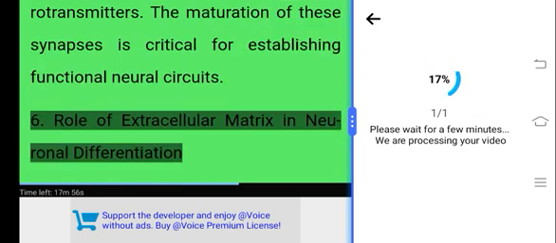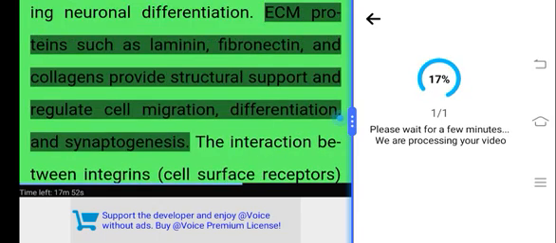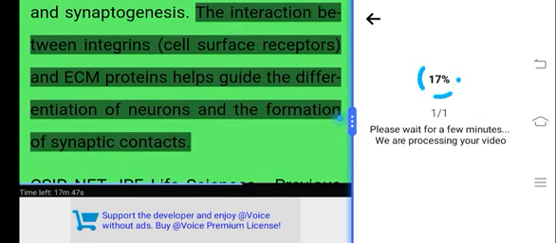6. Role of extracellular matrix in neuronal differentiation. The extracellular matrix (ECM) plays a significant role in supporting and guiding neuronal differentiation. ECM proteins such as laminin, fibronectin, and collagens provide structural support and regulate cell migration, differentiation, and synaptogenesis. The interaction between integrins, cell surface receptors, and ECM proteins helps guide the differentiation of neurons and the formation of synaptic contacts.